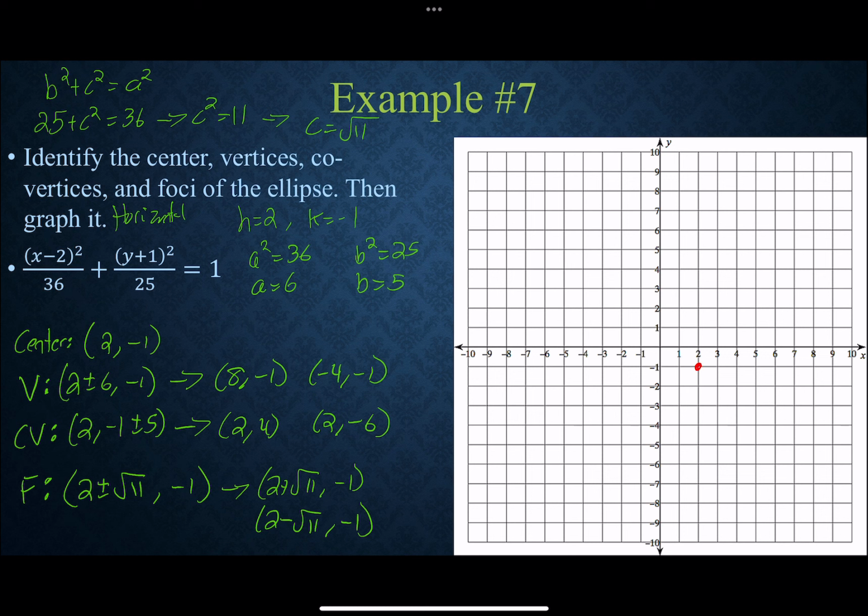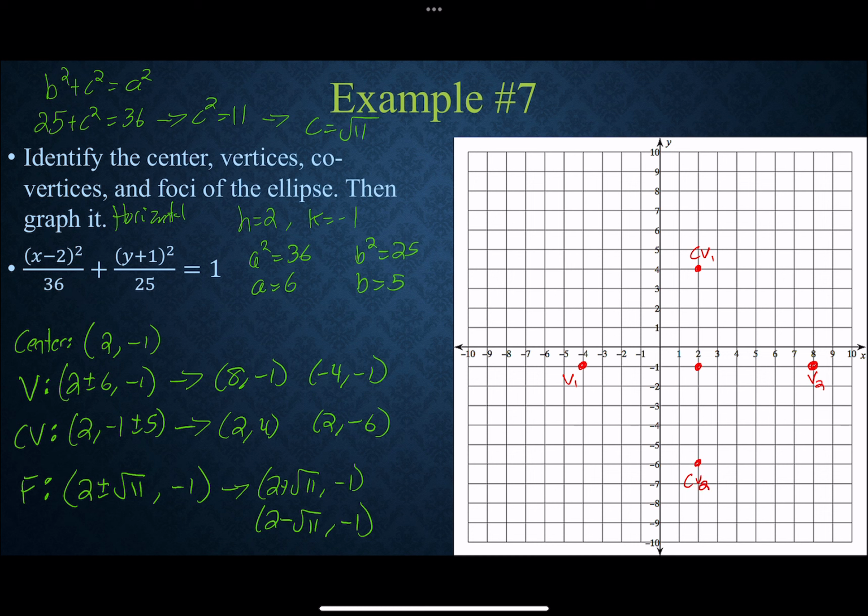And we plot our vertices at (8, -1) and (-4, -1). I'm going to label them V1 and V2, going left to right. So the left side is V1, right side is V2. Doesn't really matter. Plotting the co-vertices at (2, 4) and then (2, -6).